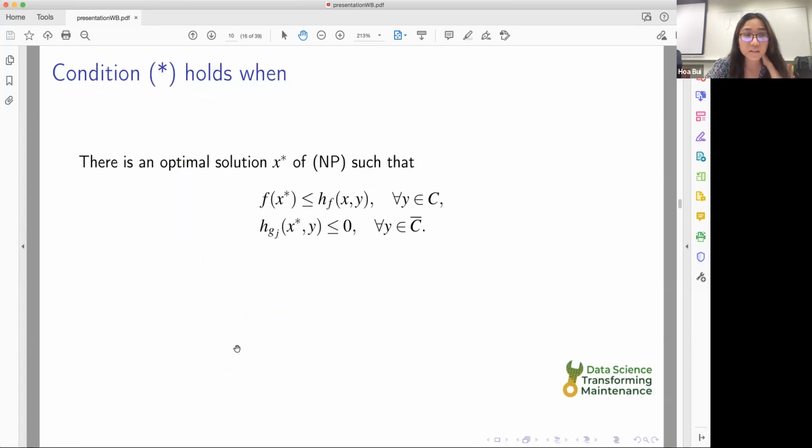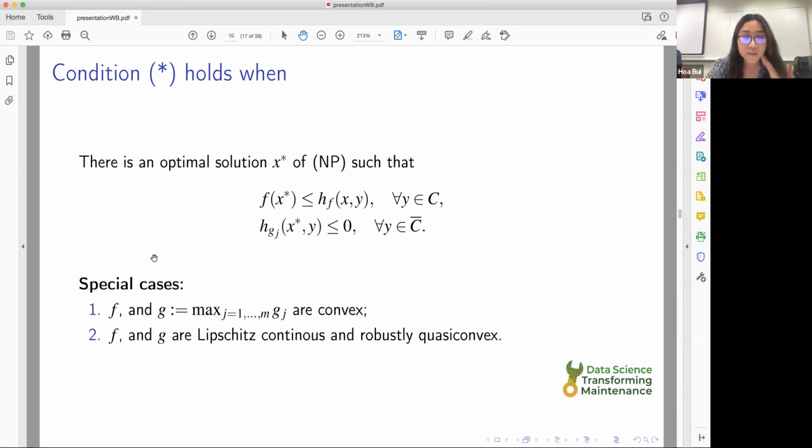Under condition star, the method of course converges finitely. When condition star holds, let's first think about why the algorithm converges to an optimal solution: there remains an optimal solution in the search region, which means there is an optimal solution that satisfies all of the cutting planes. This condition is still very impossible to check, because how can you know X star? If you knew it, what would be the point of solving the problem? For the special case when F and G are convex, or even more special, when F and G are literally continuous and robustly quasi-convex, then this condition holds. Of course, for some other special problems, you can prove that the condition holds as well.